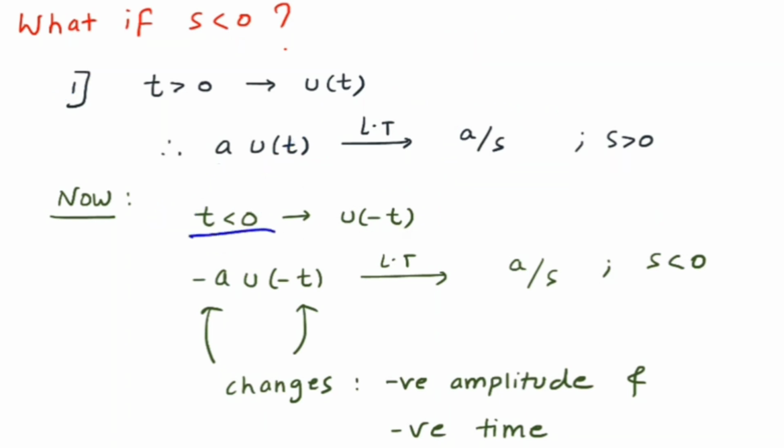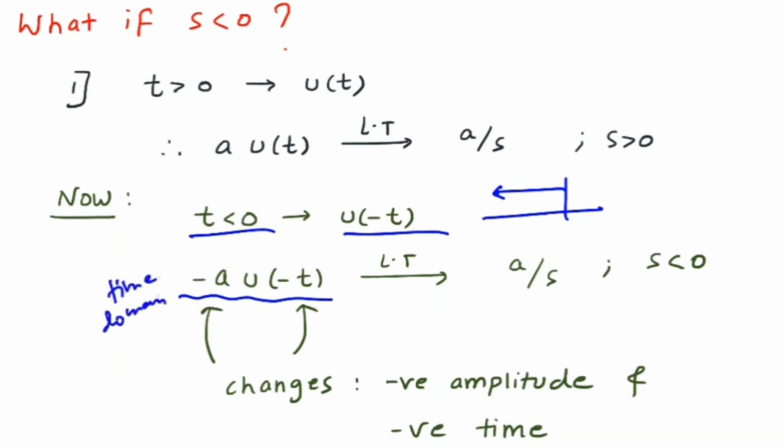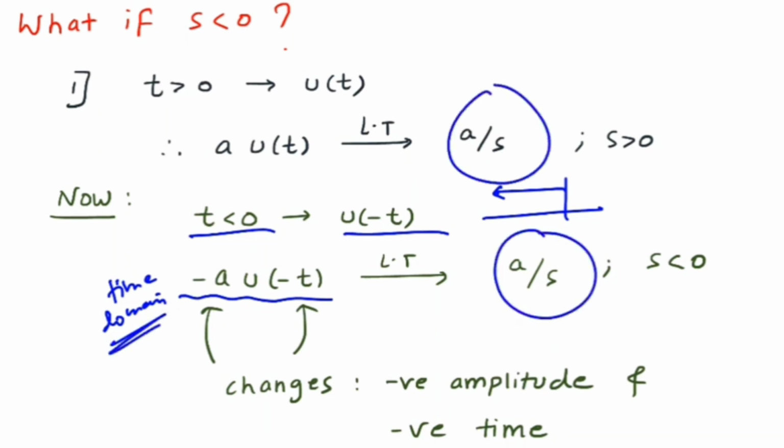So when my time is less than 0, or you can say u of minus t, the graph would be like this. Okay, on the negative side my graph will work, but on the positive side it won't work. In that case, if your function is minus a into u of minus t, so this is a time domain function, right? Then the Laplace of that would be a over s. You can see that the results are the same, but what are the changes? Your amplitude in the time domain should be negative, and your time is shifted, right? It is from positive to negative, right? So it is minus t.